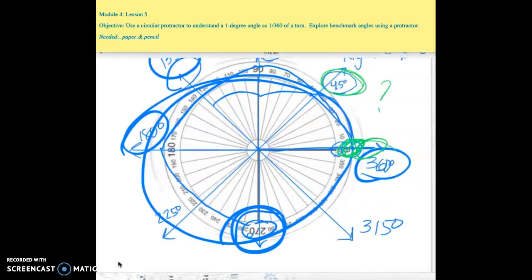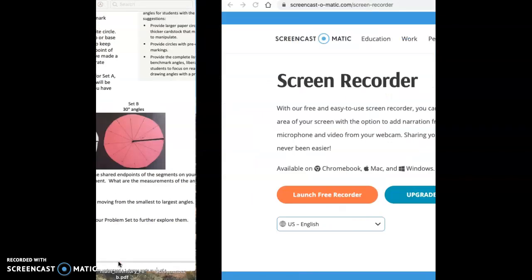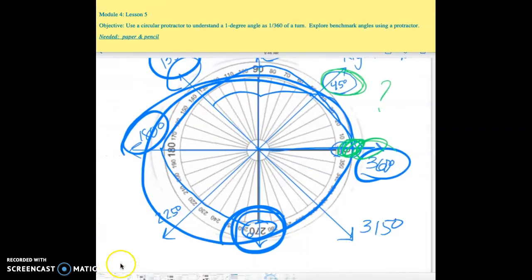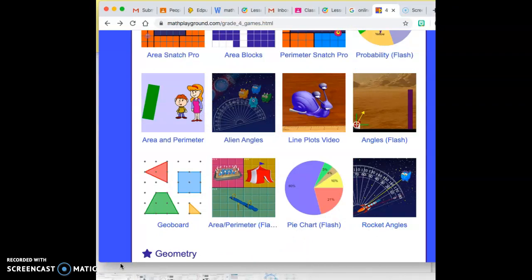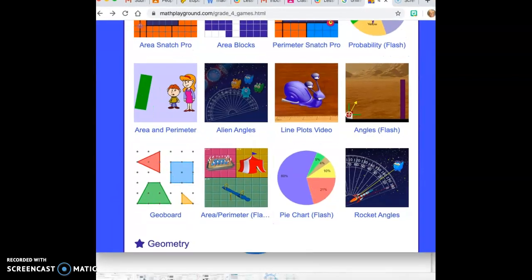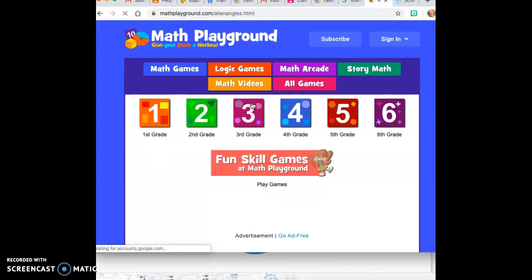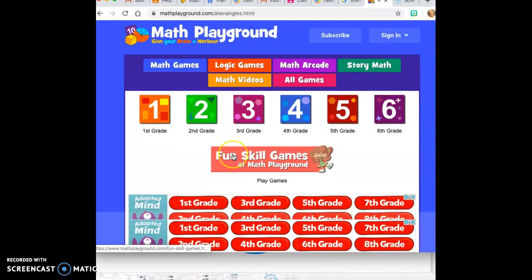And I hope you have a great day. I'm going to also post a link to a game I would like you to try to play. So I decided I would just show you the game. You're going to go to mathplayground.com and click on 4th grade games, and then find this one called Alien Angles. And this is going to be some good practice for you with angles today.